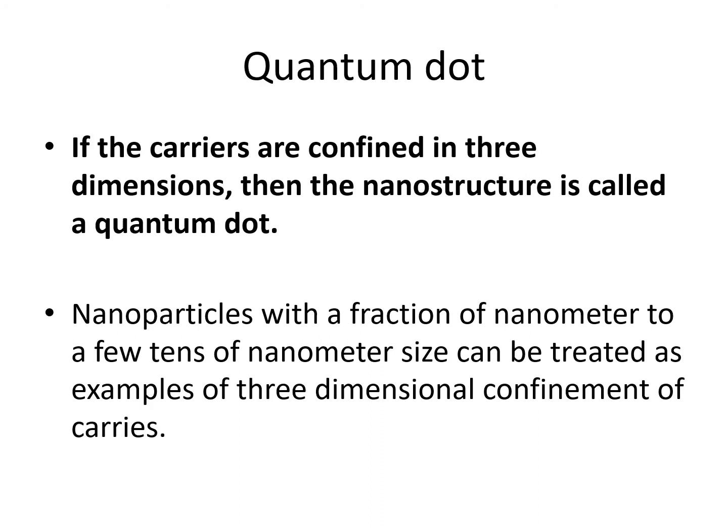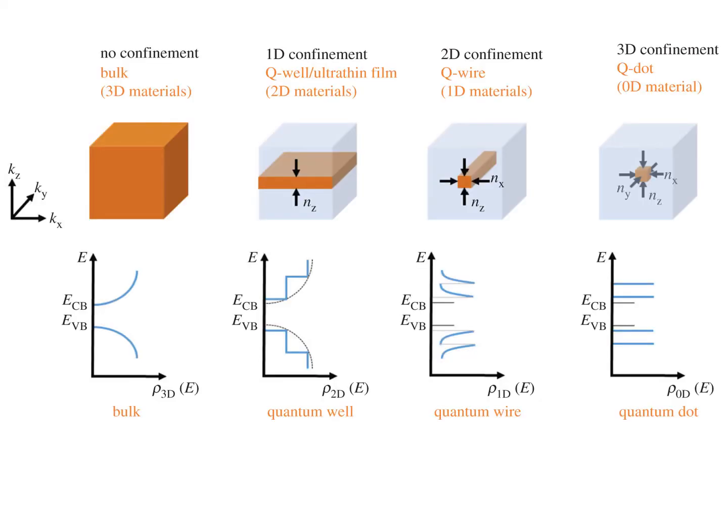Now, quantum dot means in all three directions there is confinement. It is something like a particle where the length, breadth, and height all fall in the de Broglie range. So the electron is confined in all three directions. So it becomes a three-dimensionally confined electron. Nanoparticles with a size of the order of maybe 1 nanometer to 10 nanometers can be treated as an example of three-dimensionally confined material. Now this image actually makes it clear.